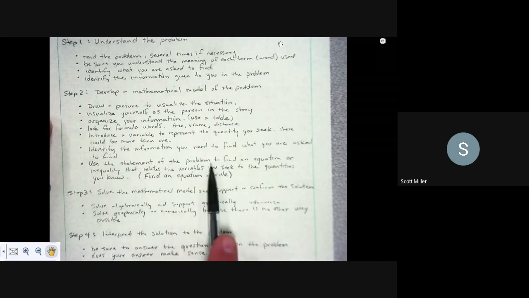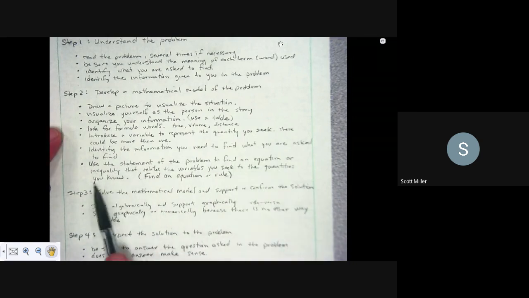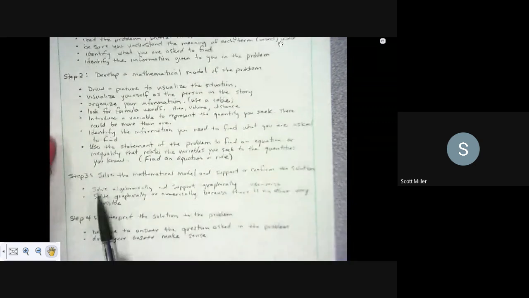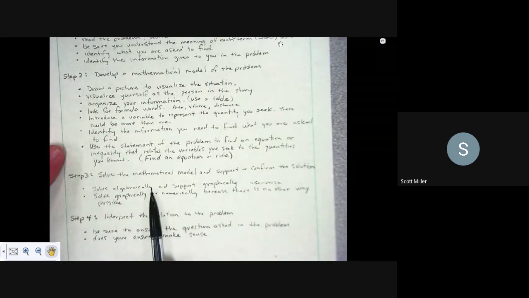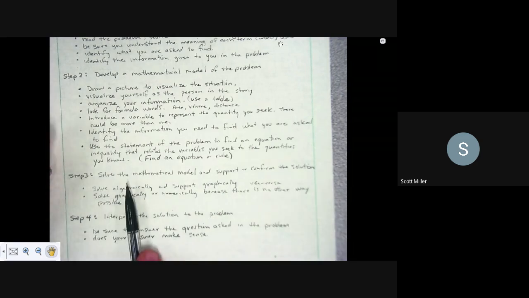Use the statement of the problem to find an equation or inequality that relates the variables you seek to the quantities that you know. In other words, find an equation or a rule, if possible. Once you have all that, you want to solve algebraically, if possible, and/or support graphically. You're trying to display your work at this point, so that when somebody looks at it, they understand what you're doing. You can solve just algebraically, that's fine.